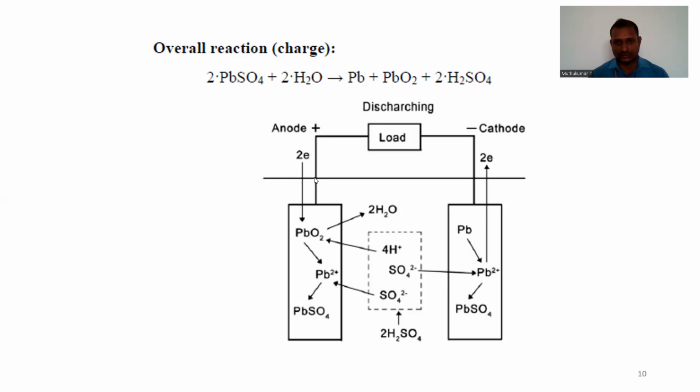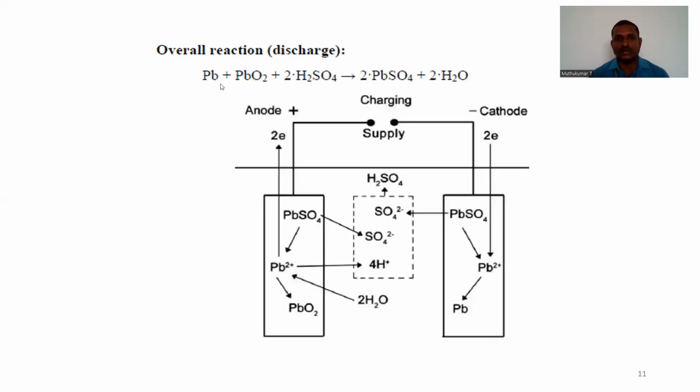This is the charging reaction. During the charging reaction, negative ions accumulate on the positive side, and the 2H plus ions accumulate on the negative plate, that is the cathode. So this is the discharging state.